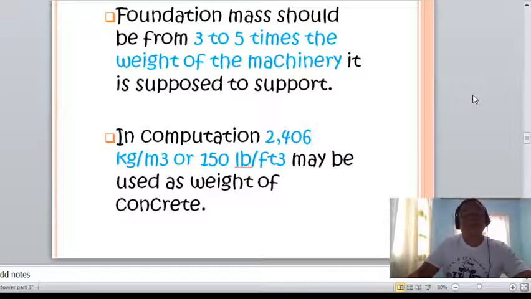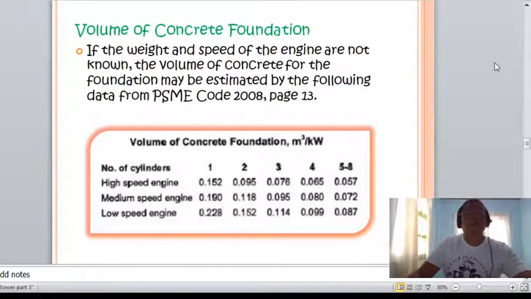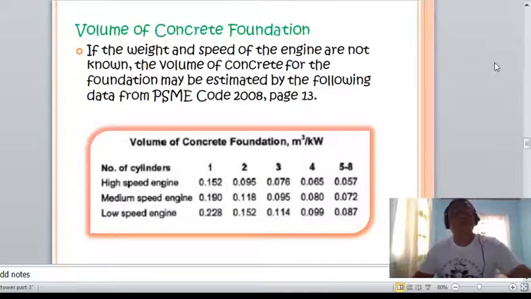Another is in computation, 2,406 kilogram per cubic meter or 150 pound per cubic foot may be used as the weight of concrete. So take note of this, class. 2,406 kilogram per cubic meter. That is the density that you are going to use for the concrete.